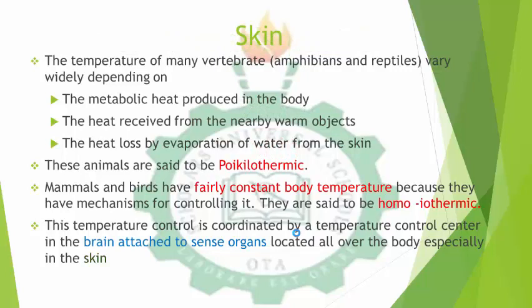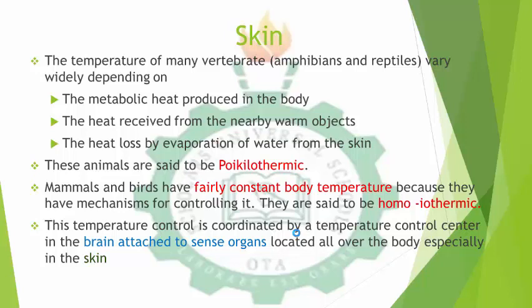Now the skin is a major organ that performs homeostatic regulation, and the way temperature is regulated in vertebrates and other higher vertebrates differs. You will see that the temperature of many vertebrates, like amphibians and reptiles, varies widely. Regulating their temperature has to do with the metabolic heat produced in the body, the heat received from a nearby warm object, and heat loss by evaporation of water from the skin.